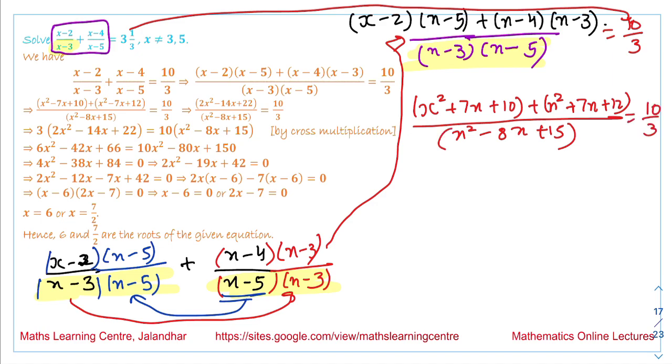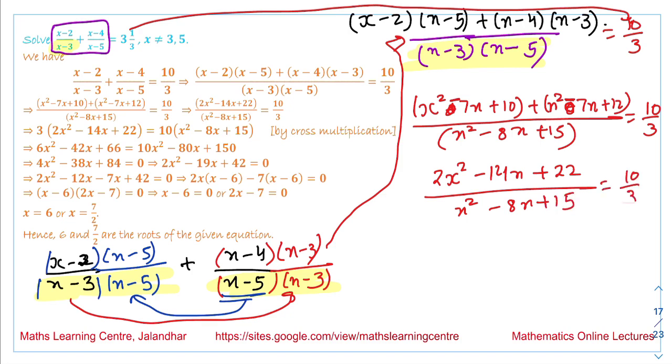The plus 7x and minus 7x cancel, and on solving these values you will get 2x square minus 14x plus 22 over x square minus 8x plus 15 is equal to 10 by 3. We cross multiply these terms, and on solving we get the quadratic equation in the form 2x square minus 19x plus 42 is equal to 0.